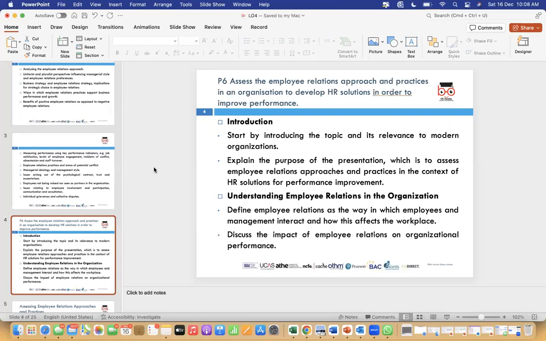All right, so basically we're going to assess the ER approach and practices in an organization to develop HR solutions in order to improve performance. What does this essentially mean? Taking a steady and correct approach or practice is so important.